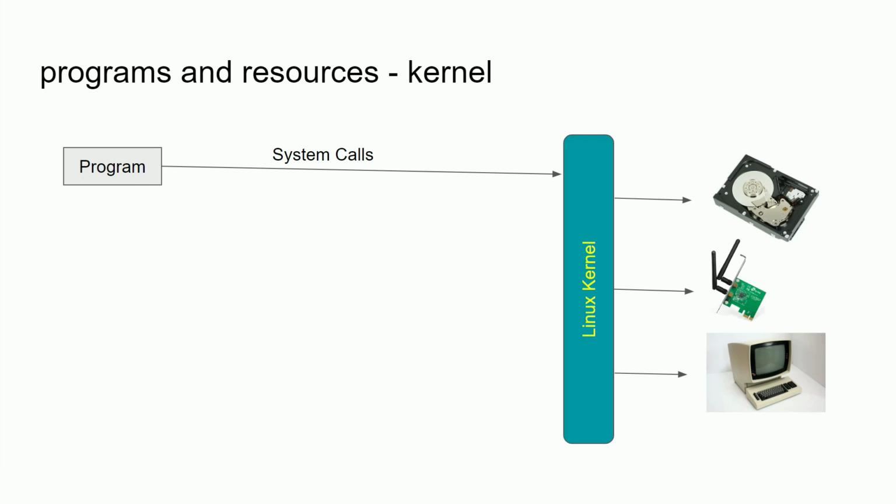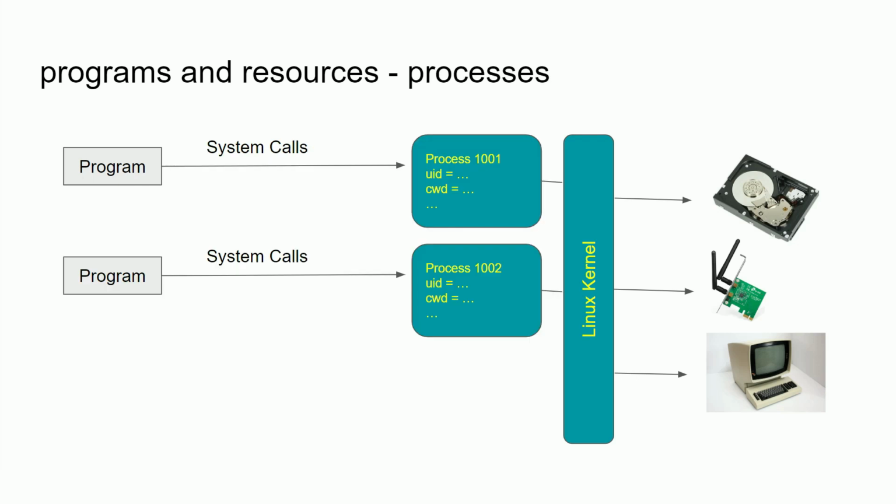And the kernel keeps track of those programs with internal structures that we often call processes. These structures store information about the running program, like its process ID, which user is running it, its current directory, etc. So whenever a program makes a system call, the Linux kernel can use those structures to figure out, first of all, which process is making that call. And then it can respond appropriately. It can enforce permissions, for example, or perform file operations relative to the process's current directory.